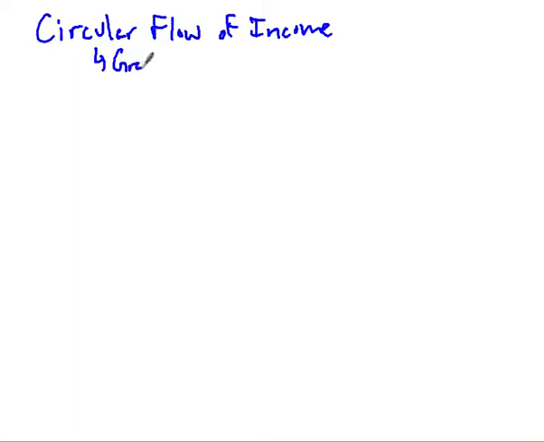Economics. The first lesson that we're going to look at today is kind of a broad overview of how money flows through the economy. And so this is called the circular flow of income. Some people call it the circular flow of money. We'll call it the circular flow of income. Now, what this does is just kind of gives us a graphic representation of how money flows throughout the economy.